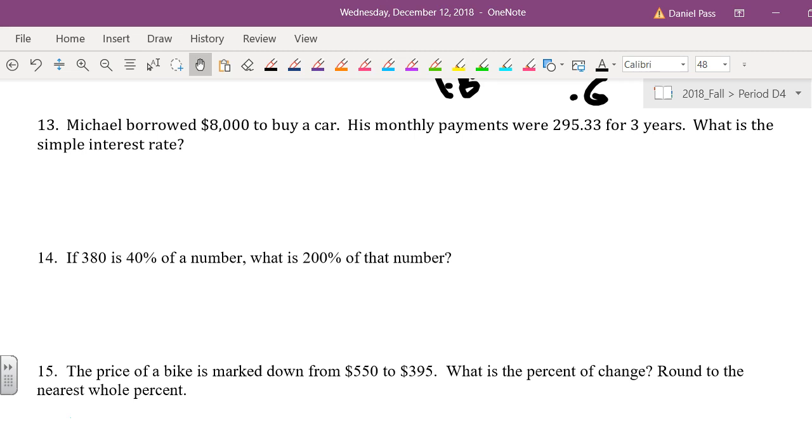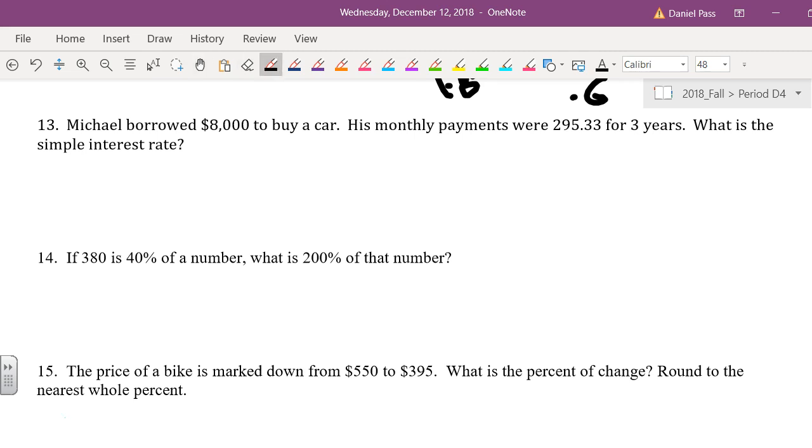Okay, Michael borrowed $8,000 to buy a car. His monthly payments were $295.33 for 3 years. What is the simple interest rate? Boy, this looks familiar. We had a whole bunch of problems like this in the book, huh? Okay, so help us out.